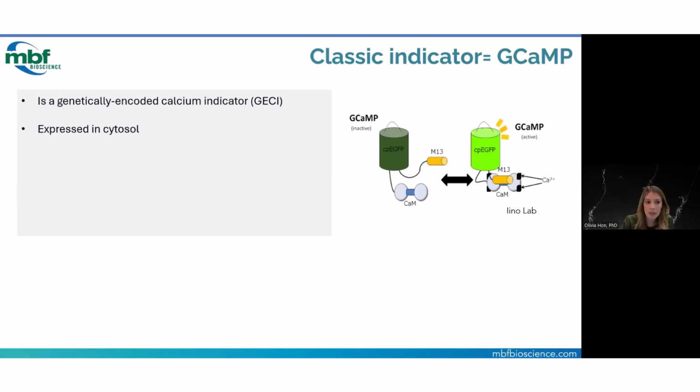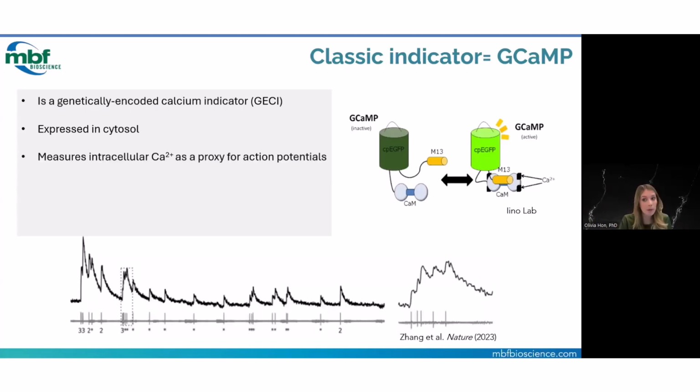GCaMP typically is expressed in the cytosol, and so what you're measuring is the intracellular calcium concentration. Why do we care about calcium? With photometry, you can't quite record as fast as voltage changes happen in cells. We can get around this by looking at calcium, and we use the calcium influx that results from depolarizations in the cell or action potentials, and we can measure those calcium transients as a proxy for neural activity.